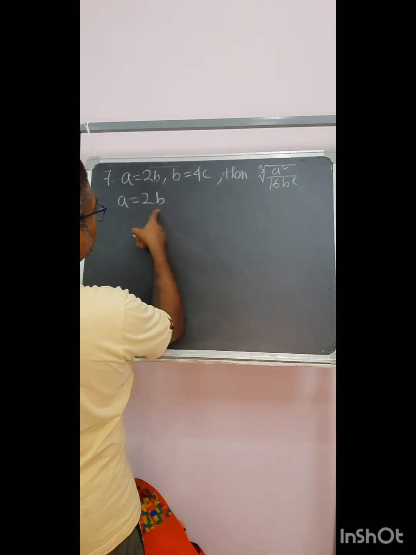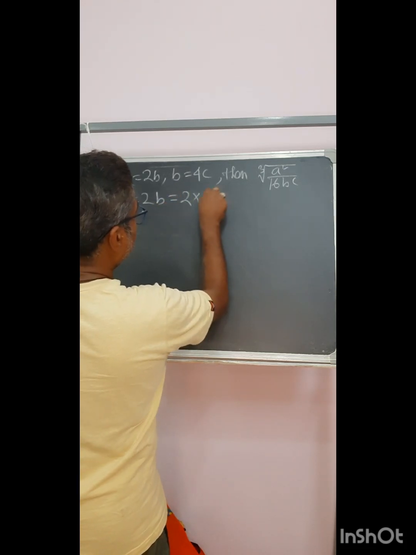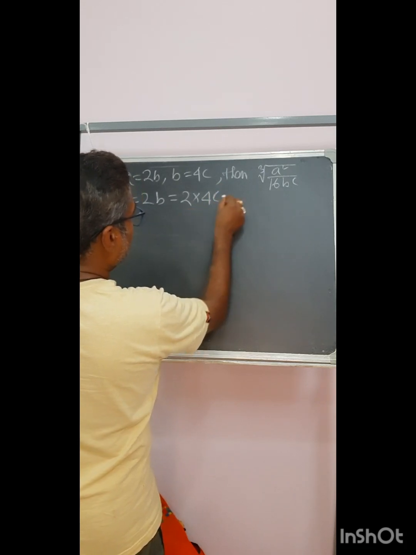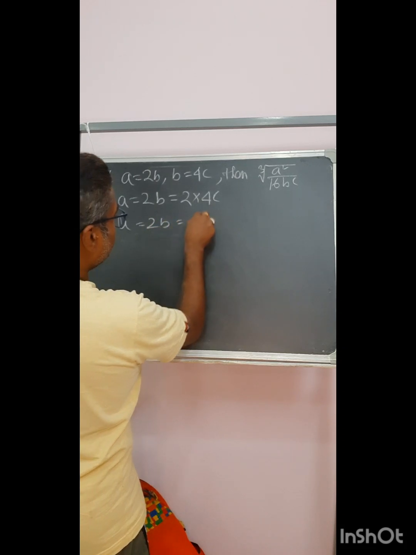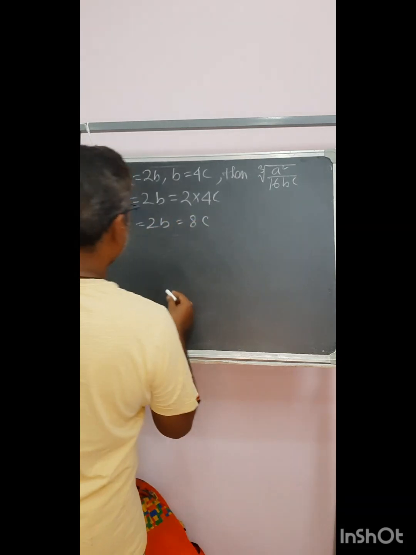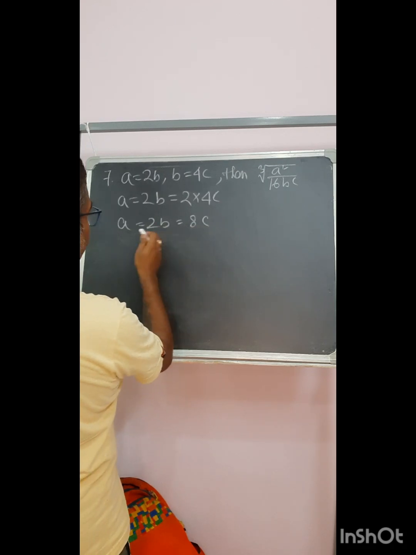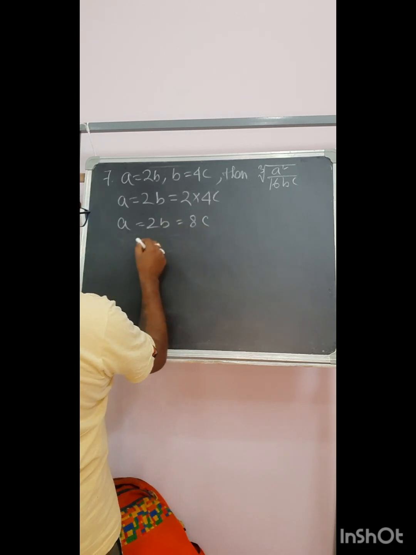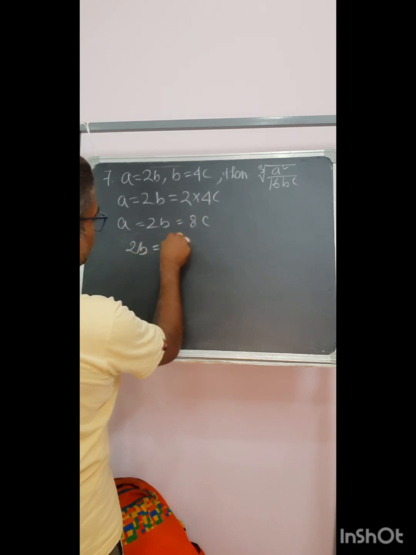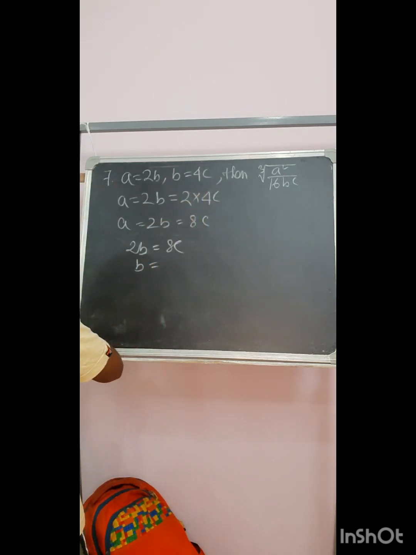Now A is equal to 2B, B is equal to 4C. That means if I put the value of B here as C, it can be said that A is equal to 2B is equal to 8C. From there I can say A is equal to 8C. Everything in terms of C, so 2B is equal to 8C, so B is equal to 4C, already given, so I needn't do it again. So the relation lies like that.